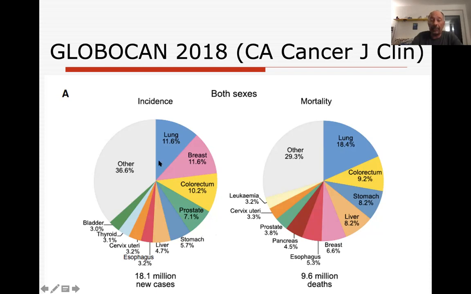And instead you see pancreas. You don't see it at all in this pie graph here, because it's here together with the others, but you see it jumping here to 4.5% because essentially the mortality is the same as the incidence. Incidence and mortality are almost the same. Esophagus, you see, is also quite prevalent, but especially in Asia.